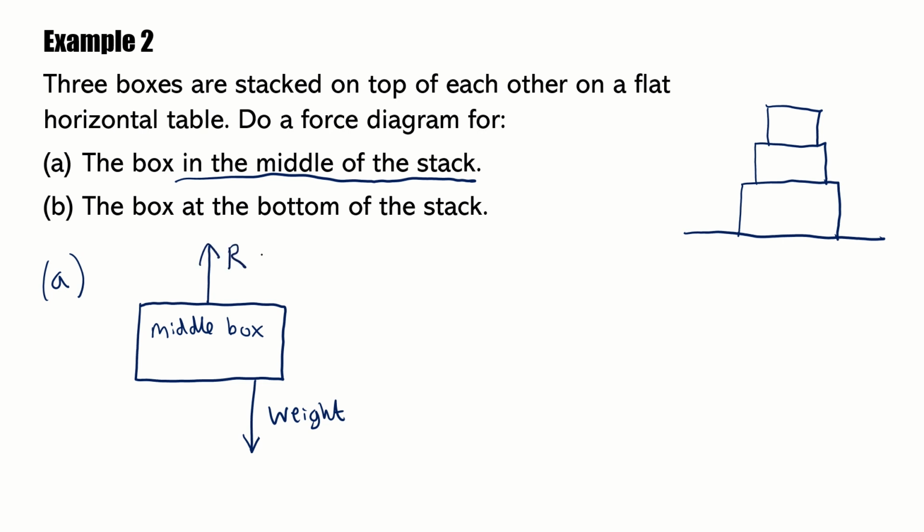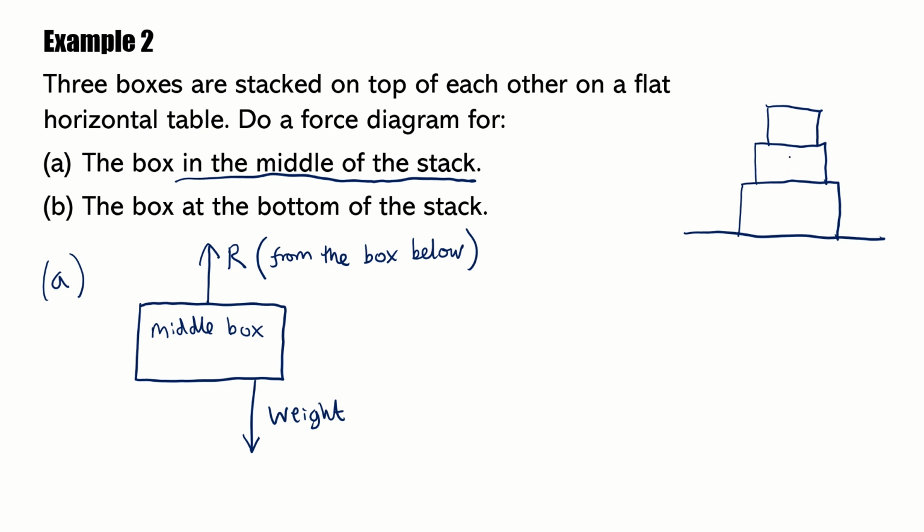If you want to be more specific, because there's a lot going on in this scenario, you then might want to start including more detailed labels. So I could write R and then brackets from the box below. And then we also realize that, wait a minute, there's another box coming into contact with that middle box because there's the box on top of it as well.